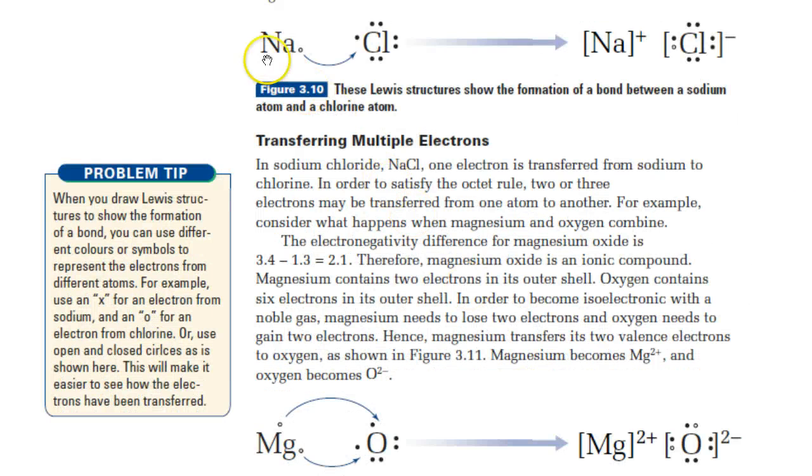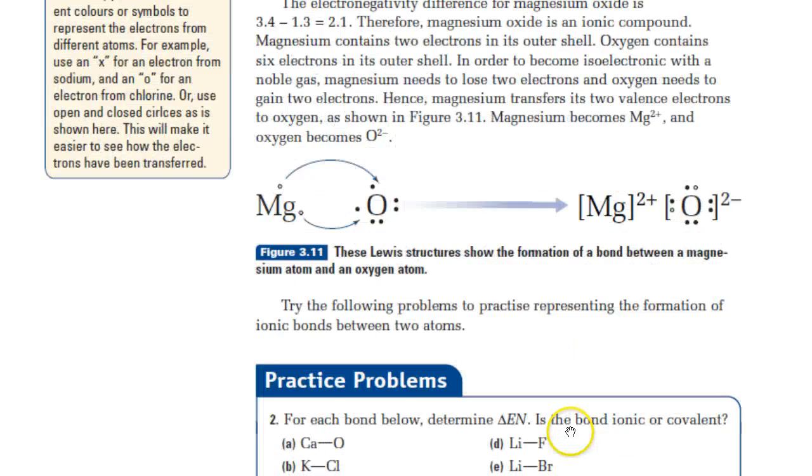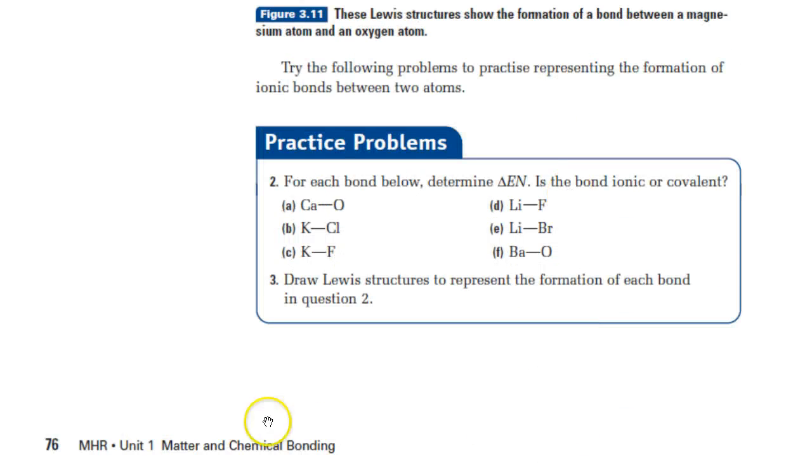It also introduces you to the idea of using Lewis structures to show the formation of a bond between different atoms. I strongly recommend that you know how to draw something that looks like either the reaction between sodium and chlorine here at the top, or the reaction between magnesium and oxygen at the bottom. These are both in your textbook on page 76.